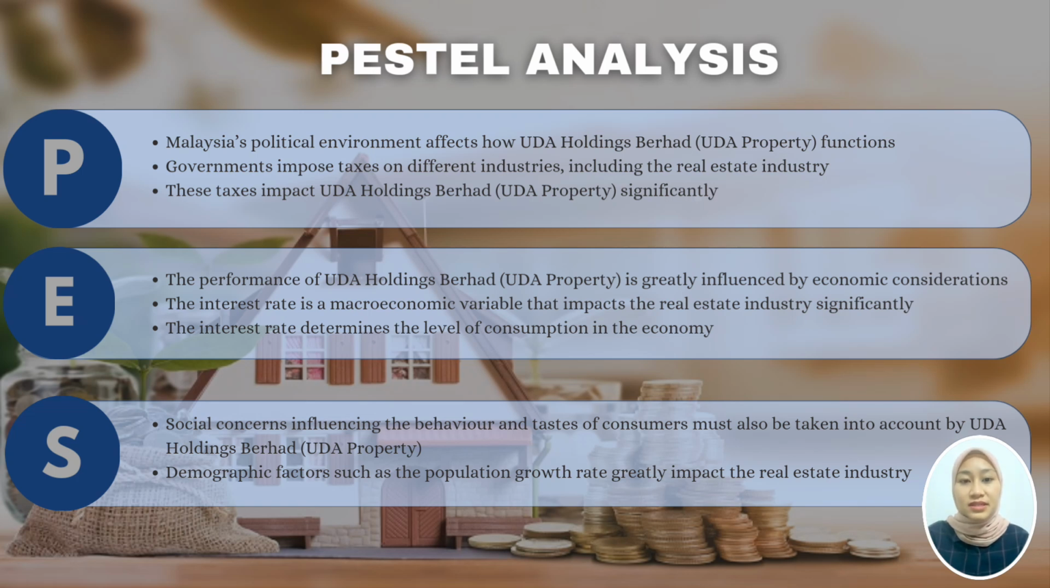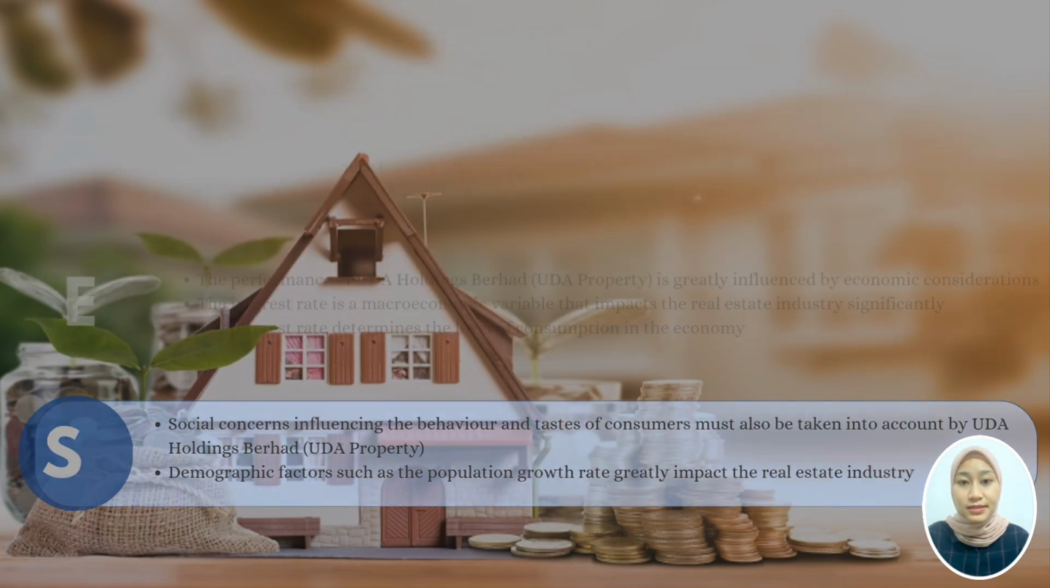Social concerns influencing the behavior and taste of consumers must also be taken into account by UDA Property. Demographic factors such as the population growth rate greatly impact the real estate industry. However, in countries where the population growth rate is low but the land is sufficient, the price and demand for real estate are low. Moreover, the rate of urbanization also determines the value of real estate in a country. A country that experiences a high rate of urbanization also has a high price of properties.